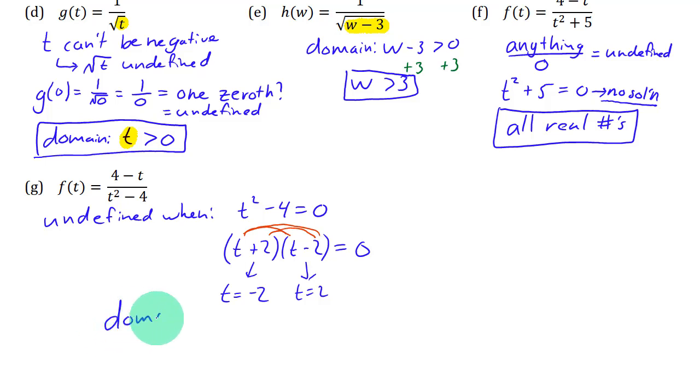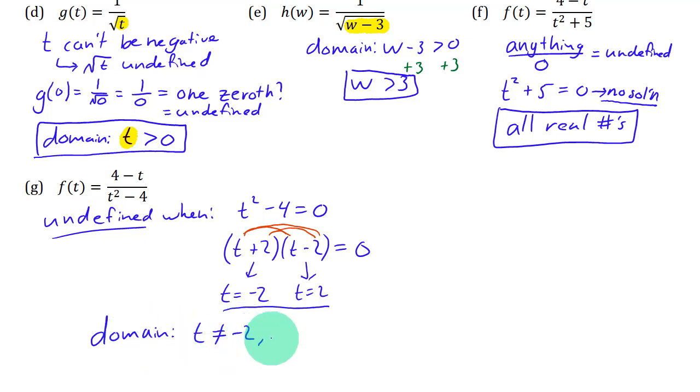So I'm going to write this as that the domain is everything except what makes it undefined. So the domain is going to be t is not equal to negative 2, and t is not equal to 2.